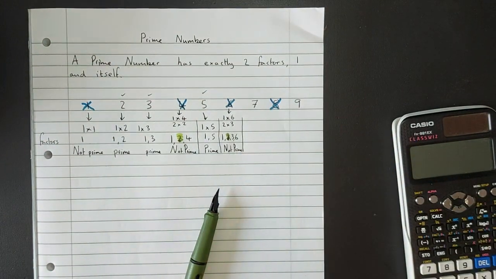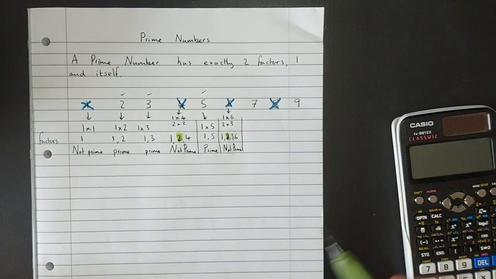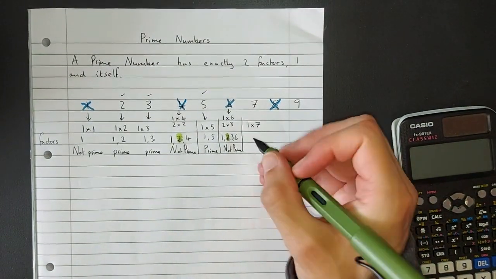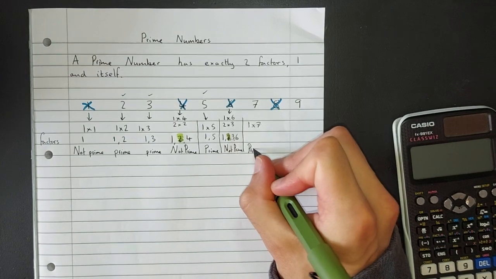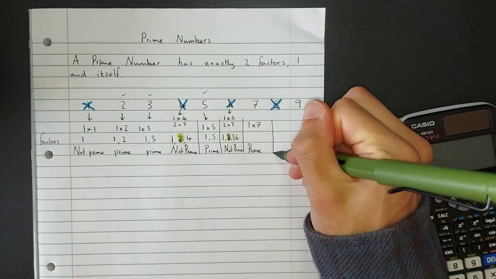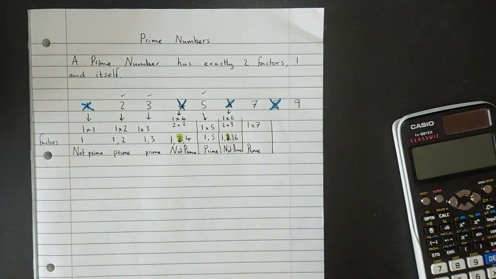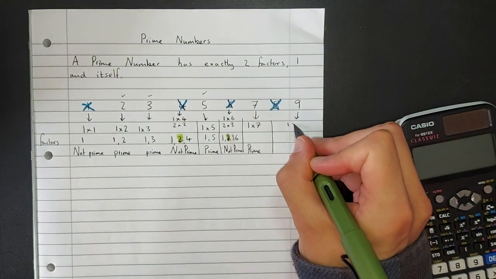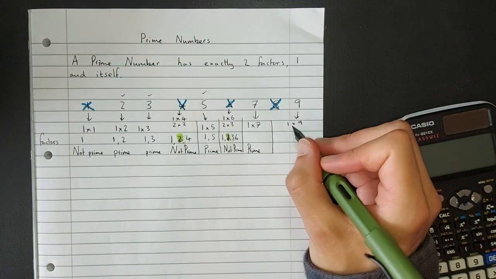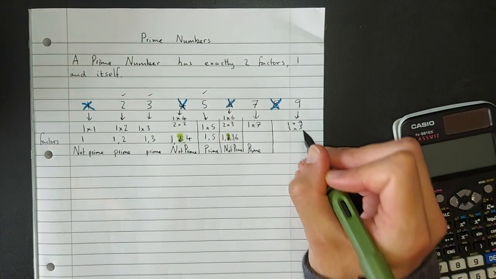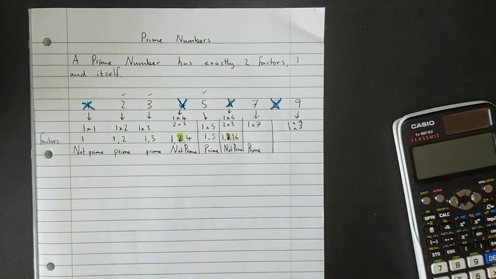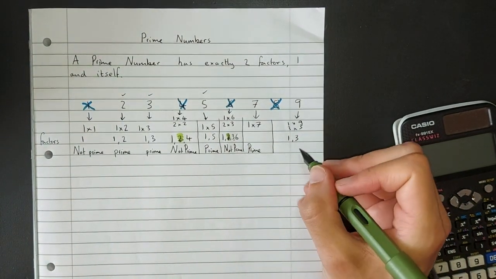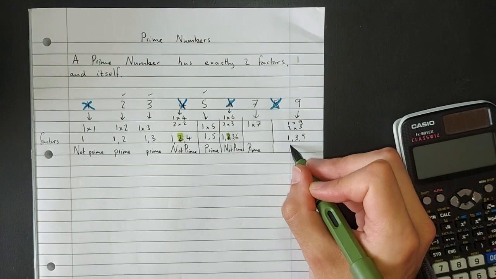Cool, so let's carry on with these last couple. We've got 7. The only way of getting 7 is 1 times 7. So 7 is prime. And then we won't bother with 8 because we know already that that's not going to be prime. 9, you can get by doing 1 times 9. Also, it's a square number, it's 3 times 3. That means our factors are 1, 3, and 9. So that is not prime.